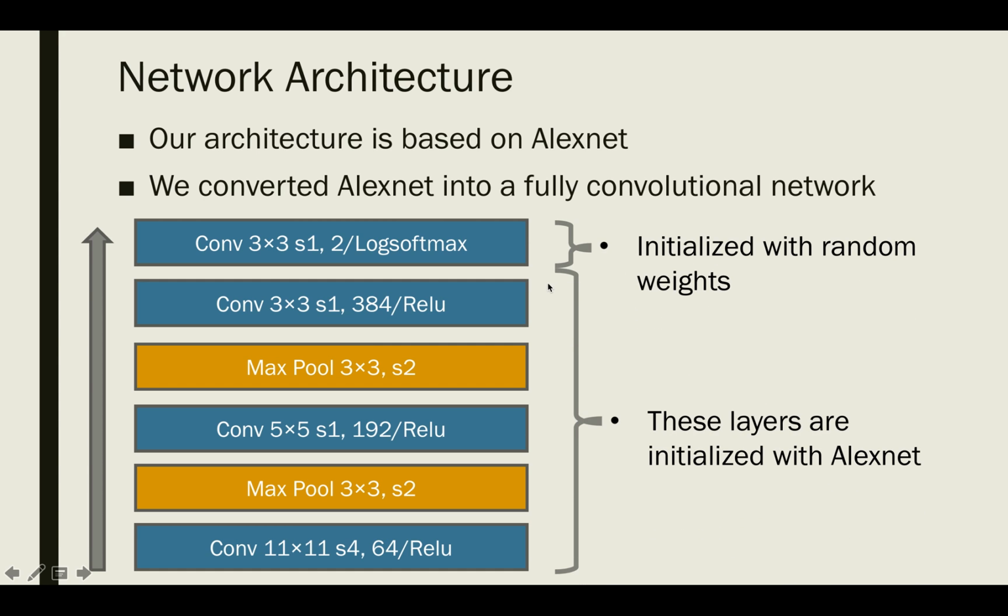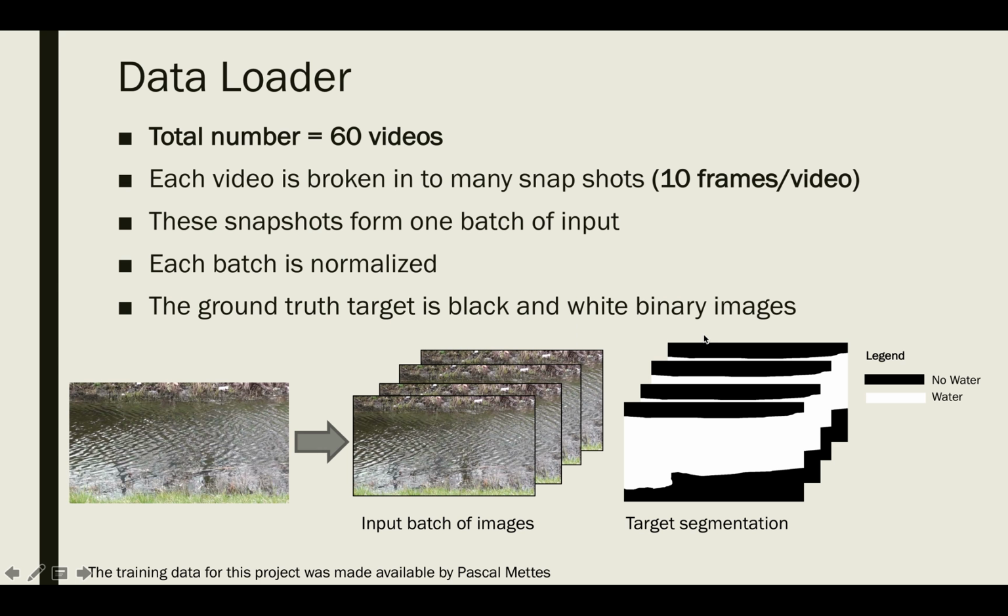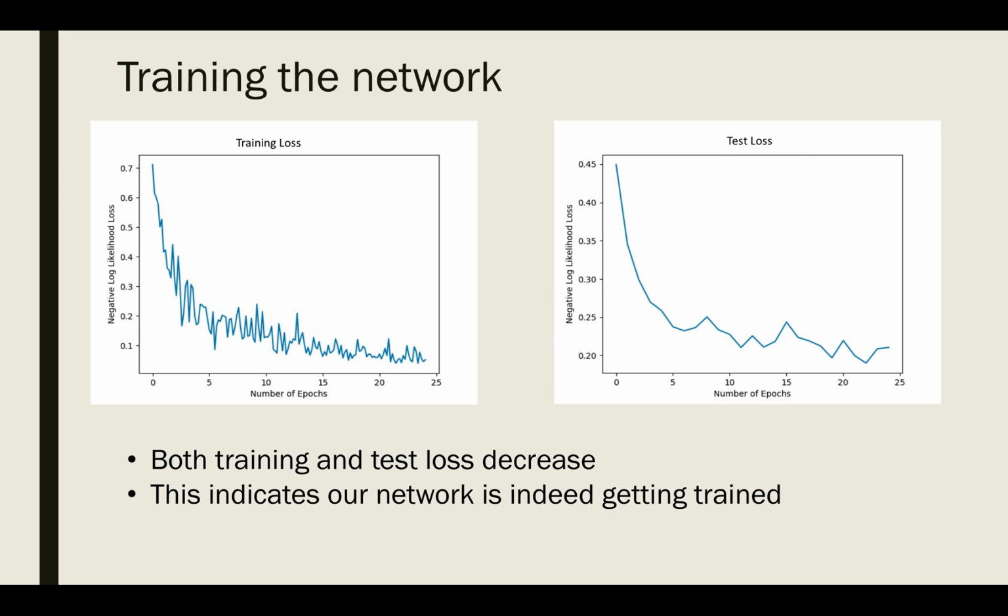We initialize the first few layers with the weights obtained from AlexNet, and the last layers are initialized with random weights. For the data loader, we have a total of 60 training videos, and we wrote our own data loader where we break every video into snapshots, 10 frames per video. We bunch them as a single batch of input. We normalize the batch, and that constitutes a single batch of input data.